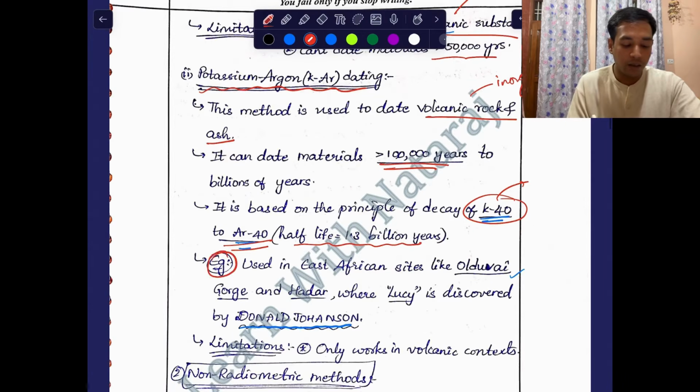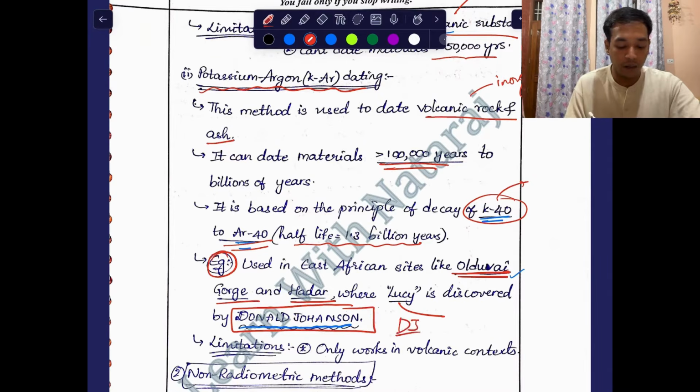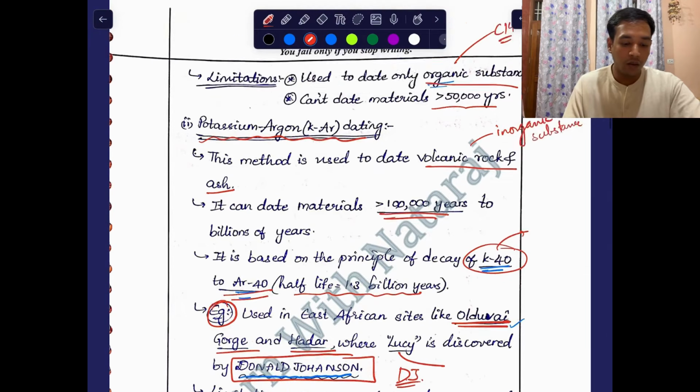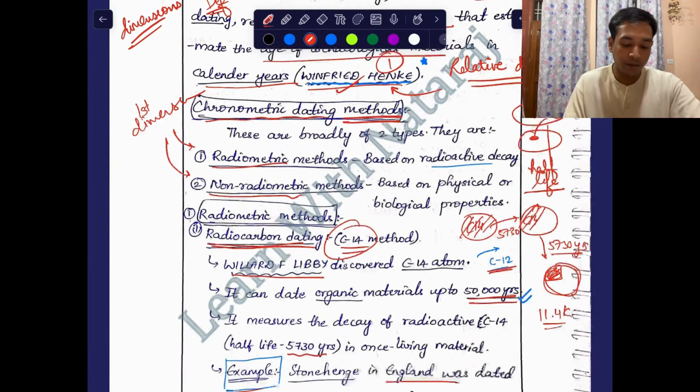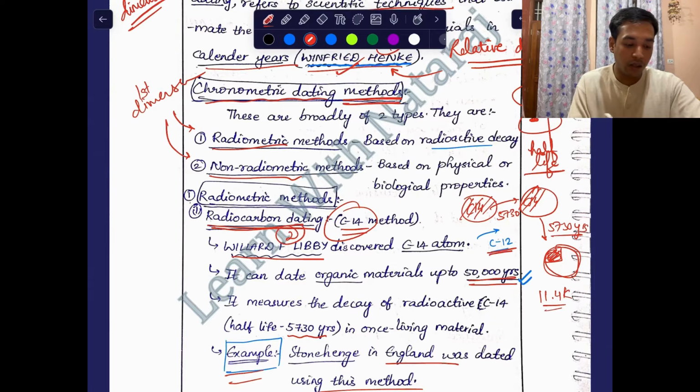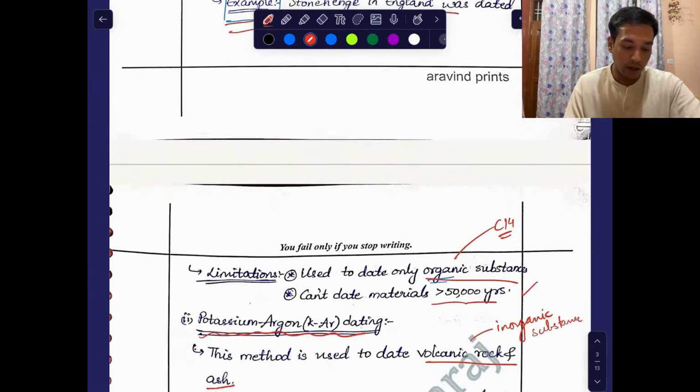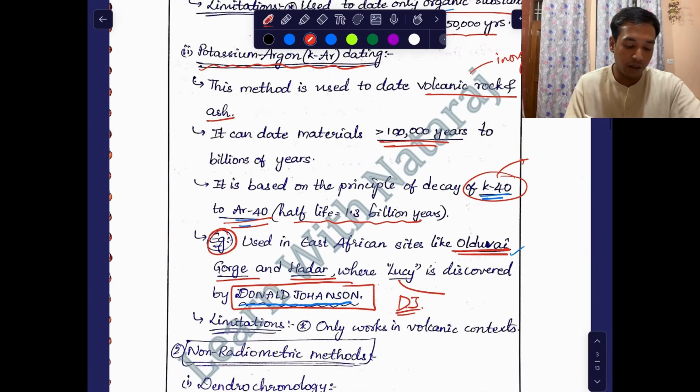Example we can give that it was used in East African sites, for example Olduvai Gorge, Hadar. The Lucy fossil: we have to remember one thing, wherever we are mentioning the Lucy fossil, we have to mention the name of the scholar, Donald Johanson, DJ in short form. So we had one scholar here, second scholar here, third scholar we are mentioning here.